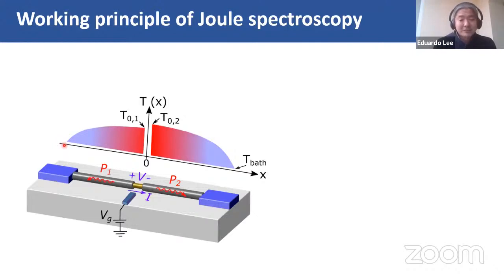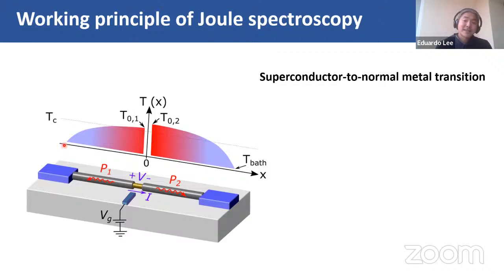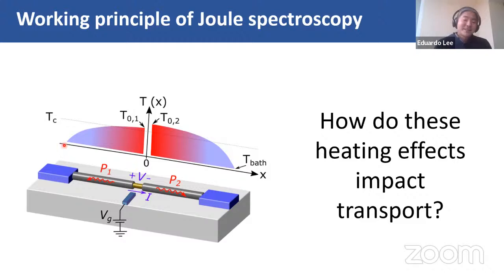If Joule heating becomes more severe, these temperatures actually can surpass the critical temperature of the superconductor. And as a consequence, the superconducting leads will go through a superconductor to normal transition. So this is actually the working principle of the technique that I will be telling you about today. Now, we're measuring transport, so an important aspect to consider is how this heating affects the transport response. While we're ramping up current and voltage and heating becomes more severe, how does this impact the transport response?